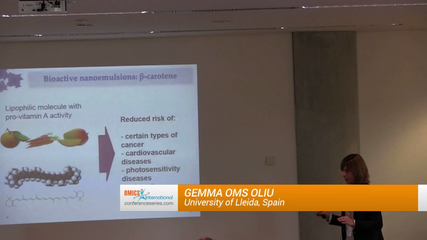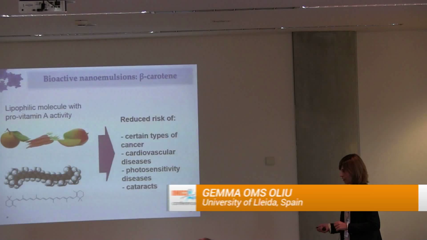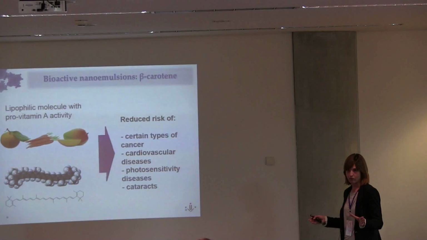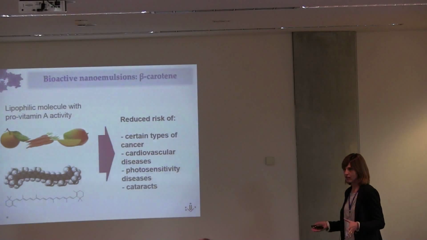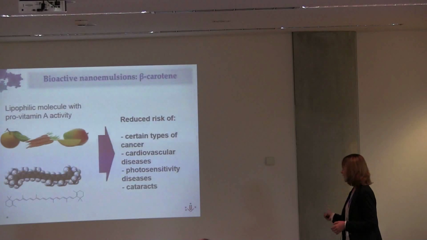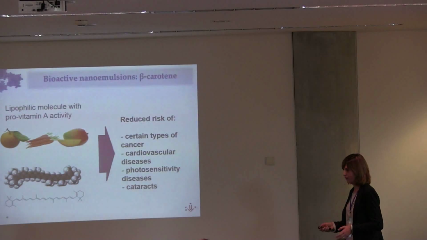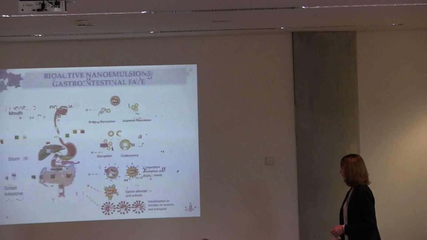We will focus today on beta-carotene. Beta-carotene is a lipophilic molecule with vitamin A activity. You know that we can find beta-carotene in fruits and vegetables in general, and it's related with health properties. This compound can reduce the risk of certain cancers, cardiovascular disease, and other pathologies.